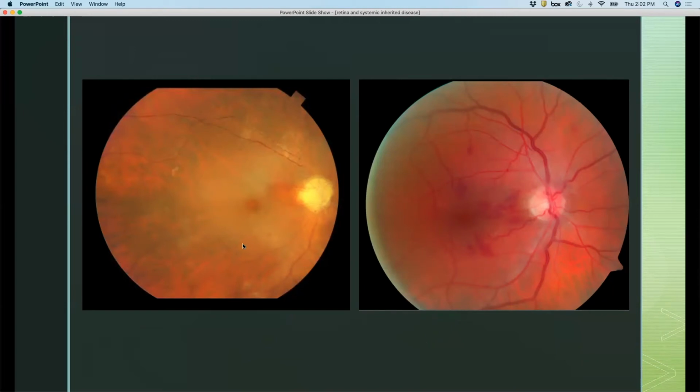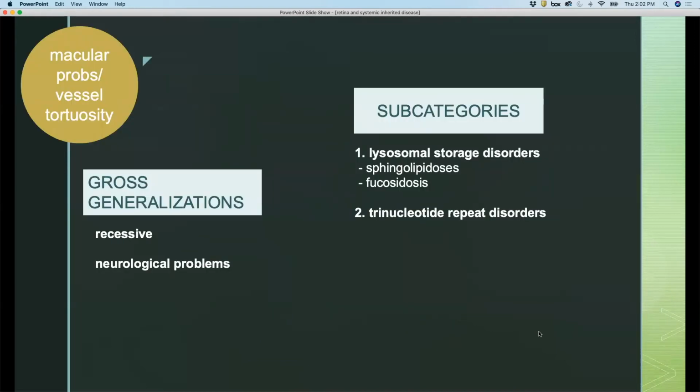Neither of these are pictures of these rare diseases, which I have never seen. So these are pictures of a CRAO, CRVO, but anyway. So again, there are some gross generalizations that they're recessive and they have neurological problems. This is really similar to the first generalizations that we made about the things that look like RP, but the retinal phenotype is different.